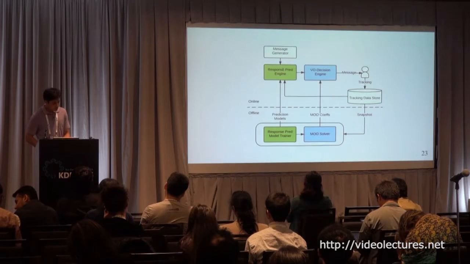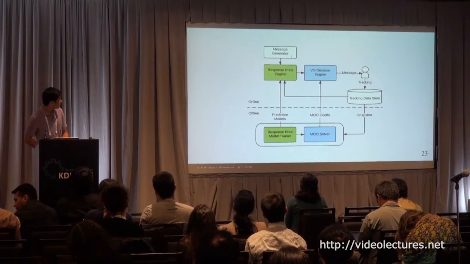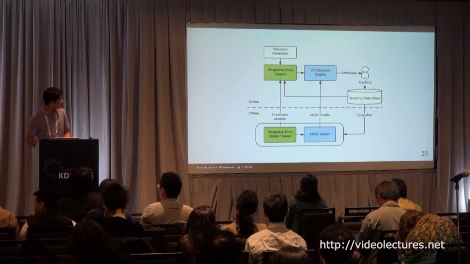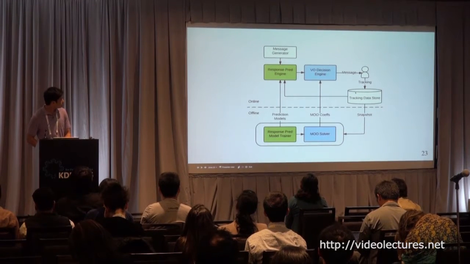So the response prediction engine will extract the message features from this message to create a partial feature vector and then append the member features from this tracking data store.